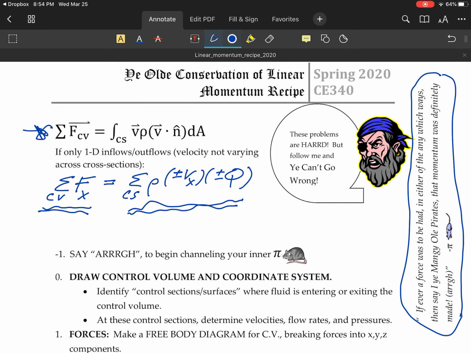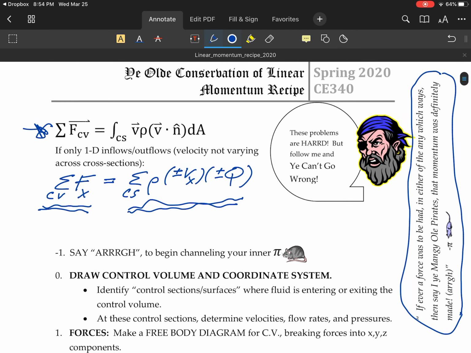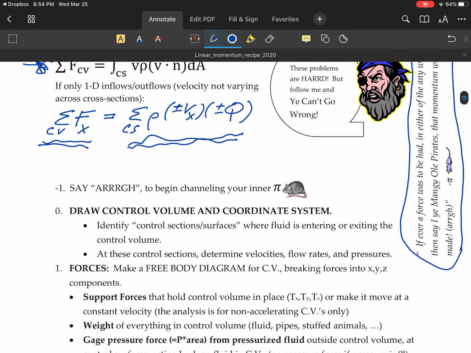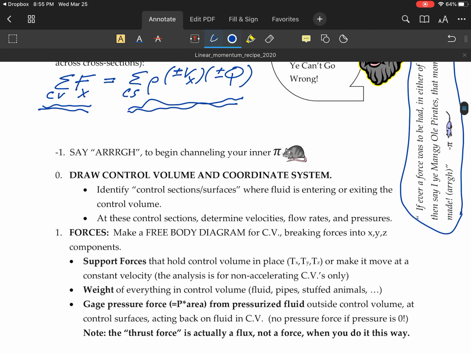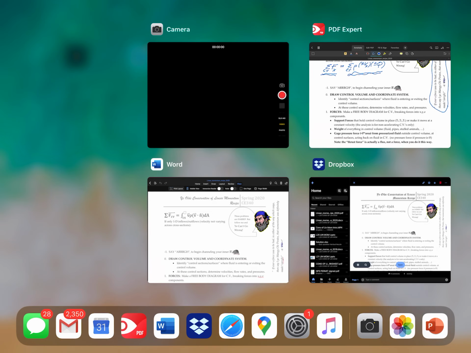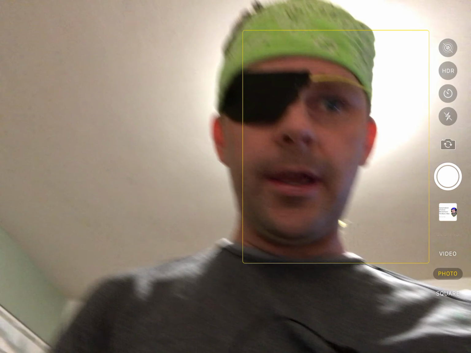So here's the recipe. And like the pipe flow recipe, this one really, you follow it, you can't go wrong. So the first thing I would recommend doing, and it's up to you, but I know some of you have a little bit of extra time on your hands right now, is channel your inner pirate. So step -1 is basically to get yourself going with the pirate mode. Personally, I would recommend really getting into it.